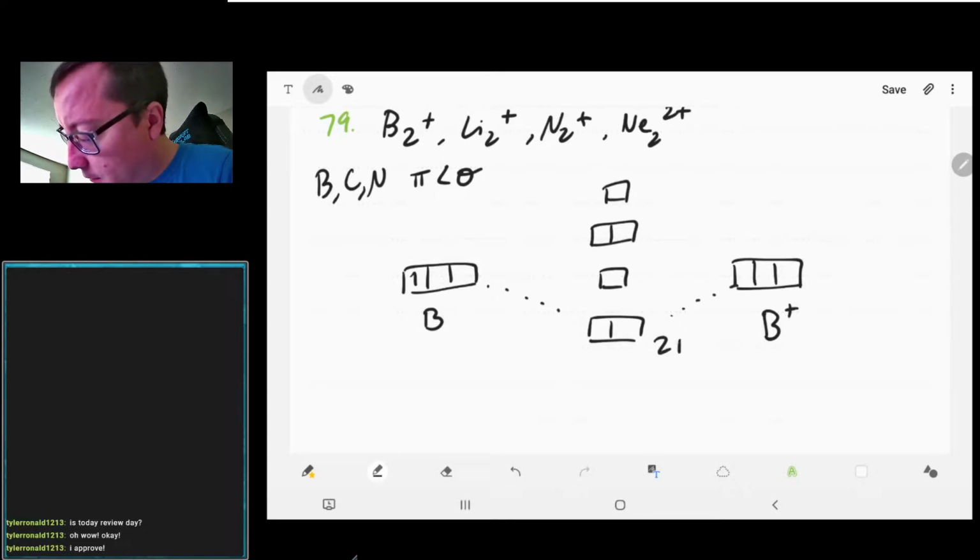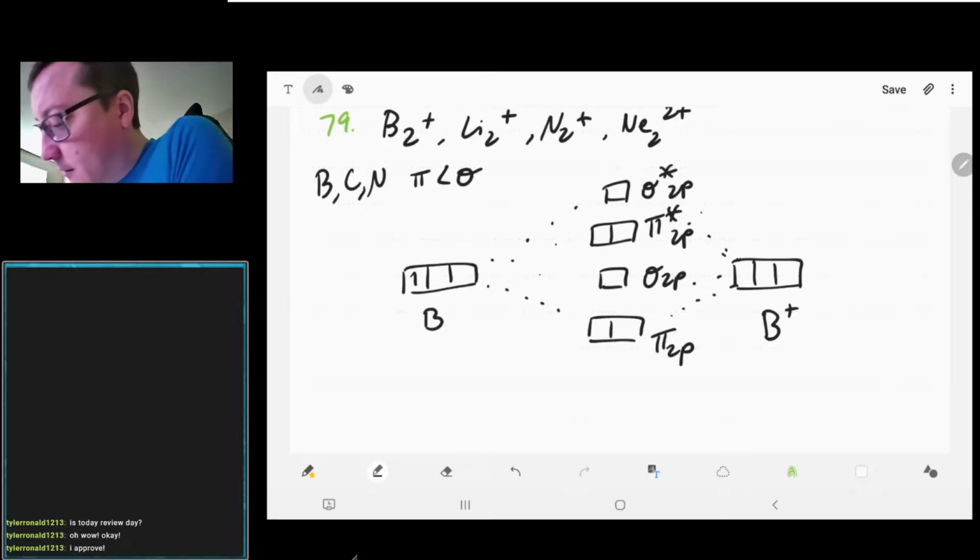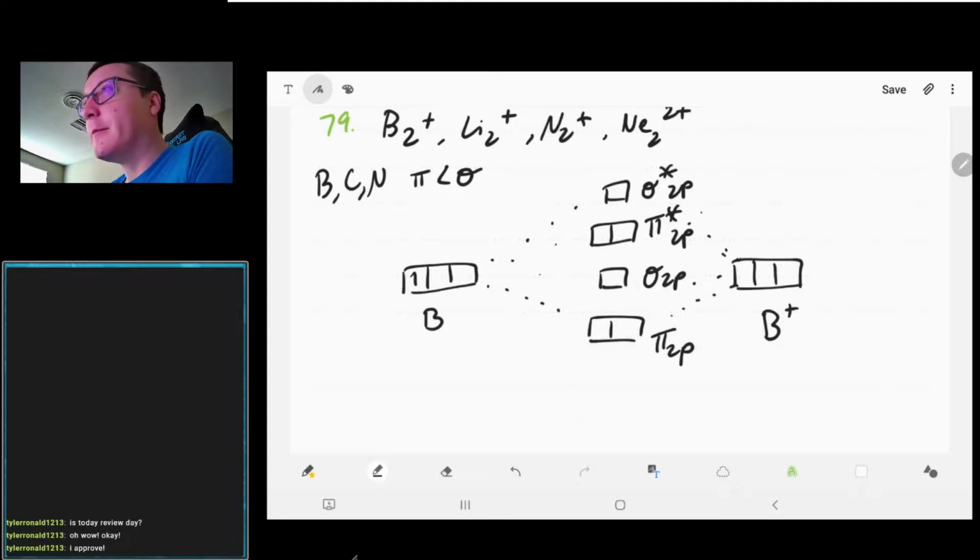Here we have pi 2p. This is sigma 2p, pi star, sigma star. Put all these little dots around for some reason. Okay. So we have one electron here. That electron goes into its lowest energy orbital. Hooray, we're done. Very exciting.